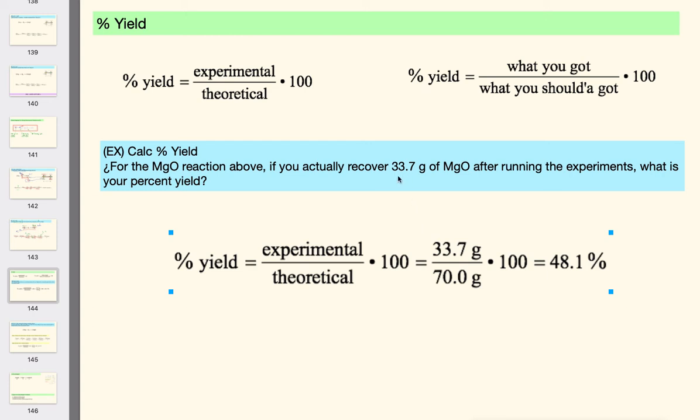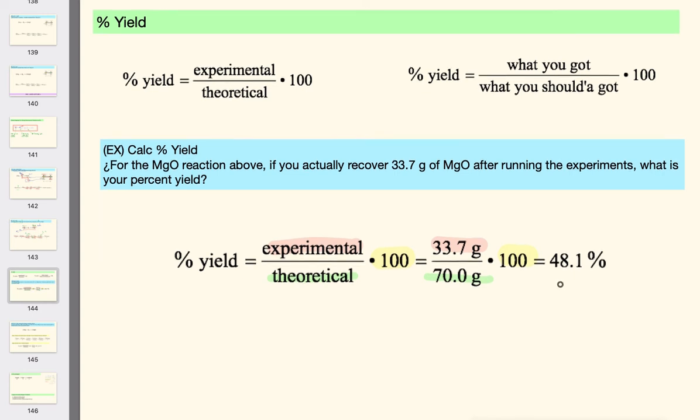What was our experimental? 33. Over the theoretical, let's see, our experimental was 33 grams. Over our theoretical, what was our theoretical? Our theoretical was 70 grams times 100. And there's your answer. So when you multiply those out, you wind up getting 48.1%. 3 sig figs, that's exact, so 3 sig figs. 48.1%. So how'd you do?